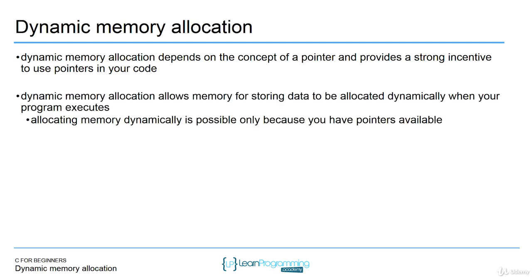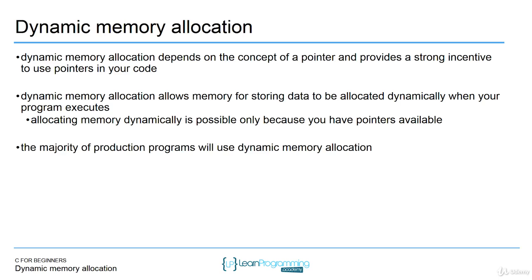So dynamic memory allocation allows memory for storing data to be allocated dynamically when the program executes. Allocating memory dynamically is only possible because you have pointers available. Because you have an address and you can change how much the pointer is pointing to, you can readjust the memory.